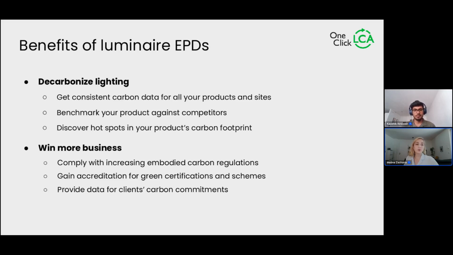Also, by having a document with all this really reliable carbon data for your product, you actually help your clients, because they also have their own carbon commitments. Most of your clients in Europe and in the US right now demand transparency when it comes to the carbon footprint of your products. So it's really important, and having an EPD really can differentiate your product from your competitor and help you win more contracts in the end.